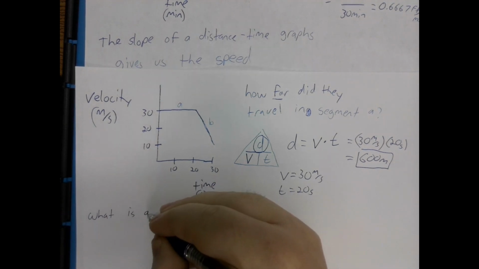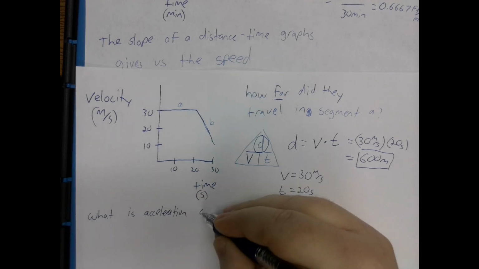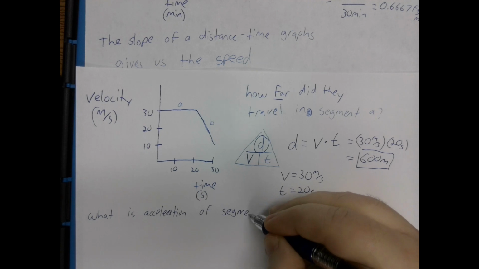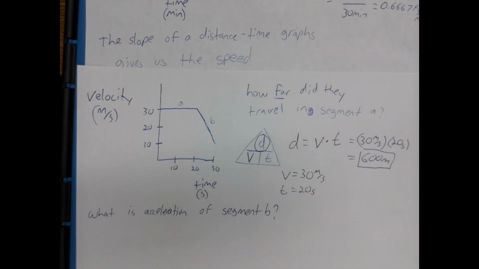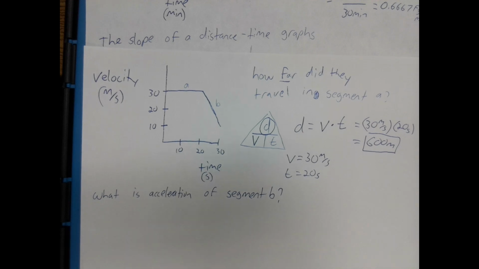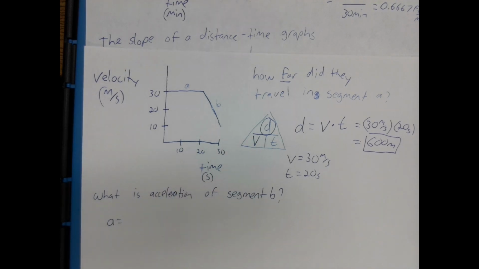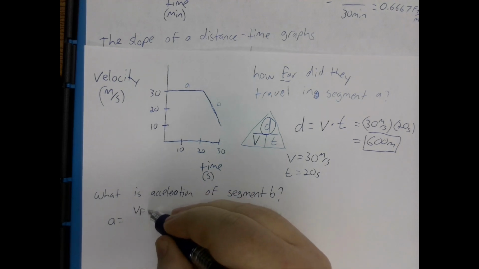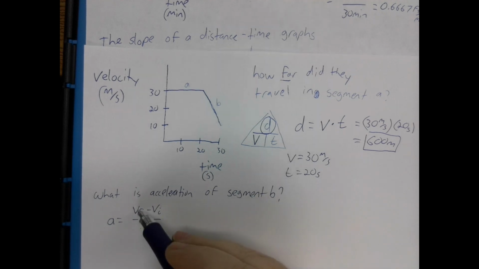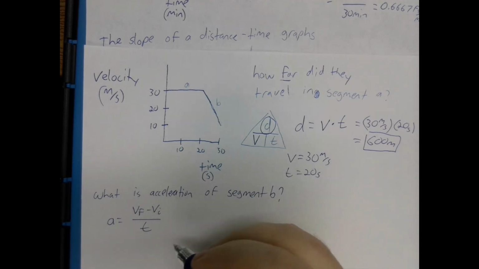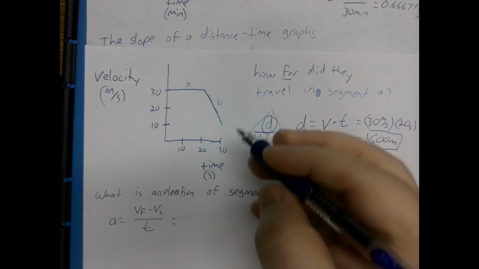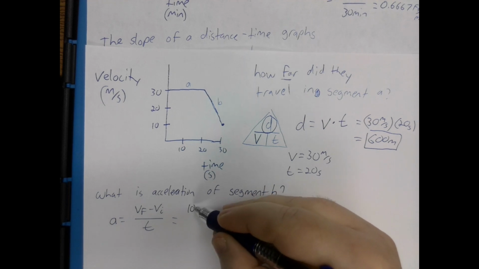What is the acceleration of segment B? So remember the equation for acceleration? Acceleration is equal to what? What's the equation for acceleration? That's speed or velocity. What about acceleration? Yeah. So it's final velocity minus initial velocity over time. So what is the final velocity? So final velocity is 10 meters per second.